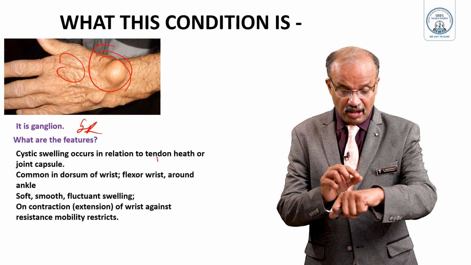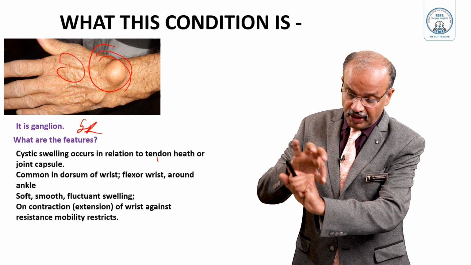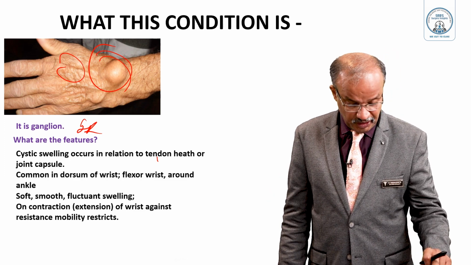That's an important test. Mobile in two directions. When you do like this, mobility is restricted. This is contraction against resistance, checking the mobility, after checking the mobility without contraction. That is the most important test for ganglion.